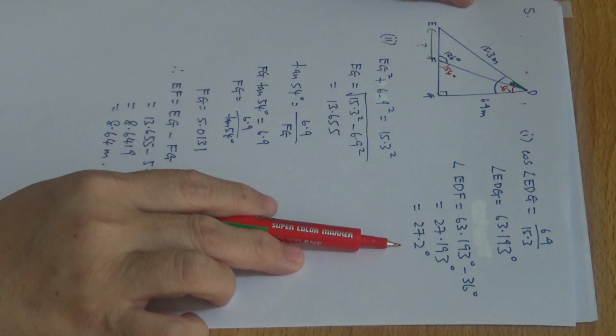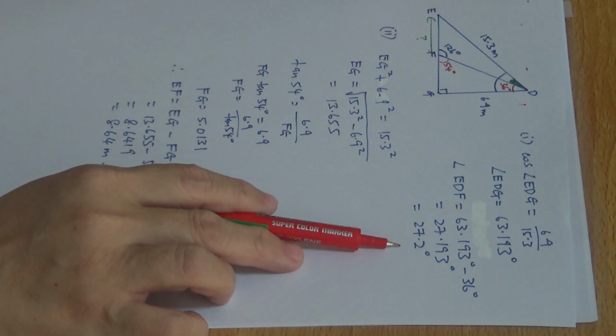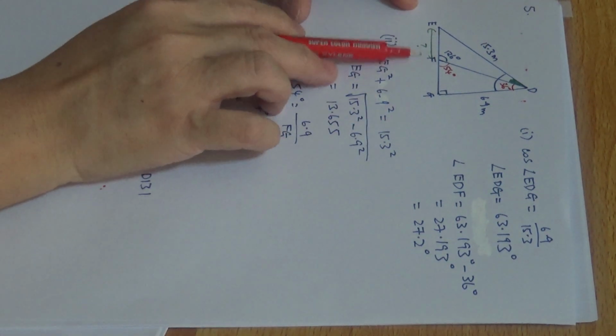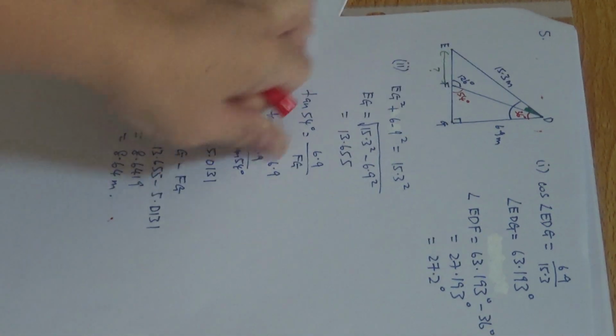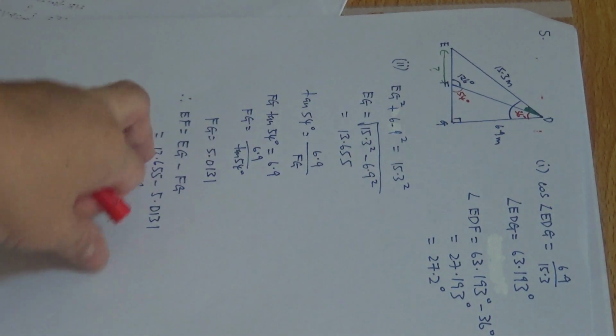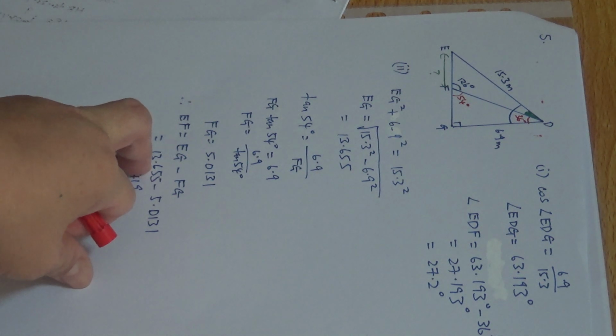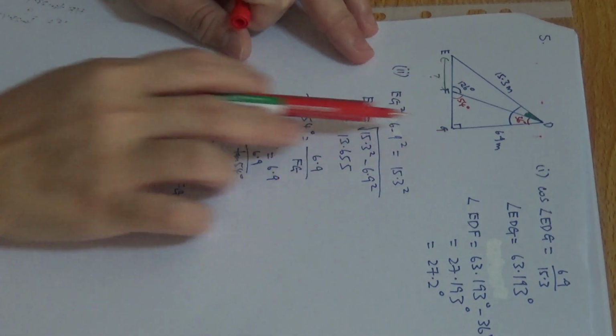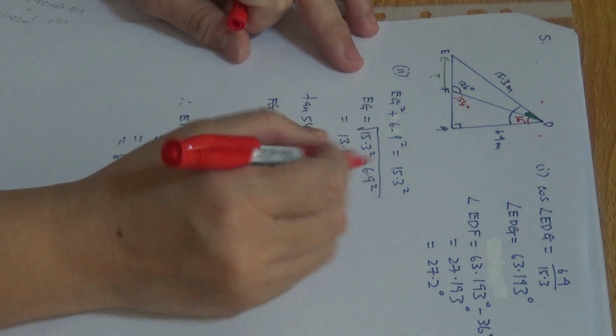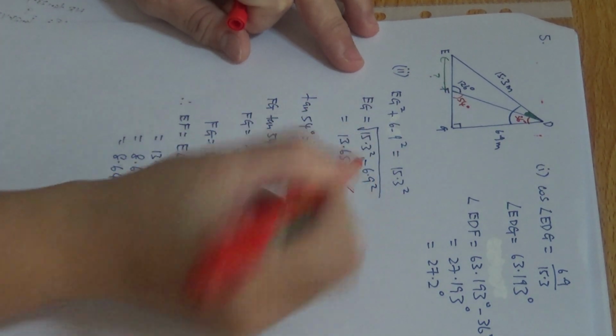Now the second part asks us to find the length of EF. EF is here. So how do we find the length of EF? First of all, we go and find EG using Pythagoras theorem. So this is the length of EG.